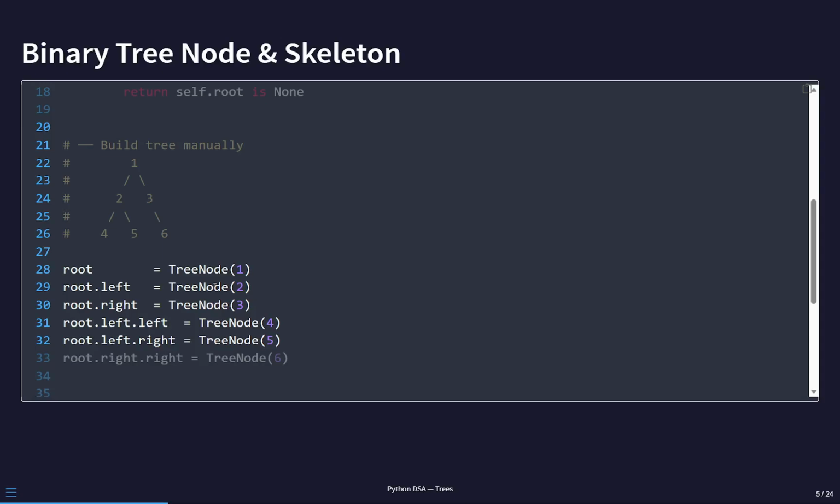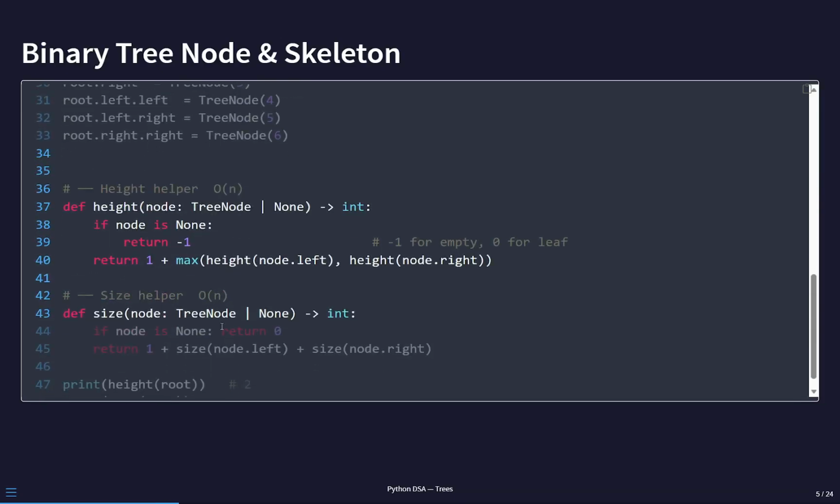reusable classes. Building a tree manually. We construct nodes one by one and wire them together. The comments show the shape inline. Root is 1. Left subtree under 2 has children 4 and 5. Right child 3 has only a right child, 6. Reading the construction top to bottom, you can trace the shape mentally.